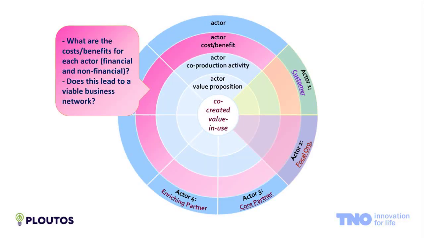Lastly, the actor cost and benefit ring should be filled in. This ring captures what costs and benefits each stakeholder generates through participation. Exchanges of costs and benefits between partners can take place. Costs and benefits can be financial in nature, but could also reflect environmental or social aspects. The distribution of costs and benefits provides an indication of whether the business model is viable.